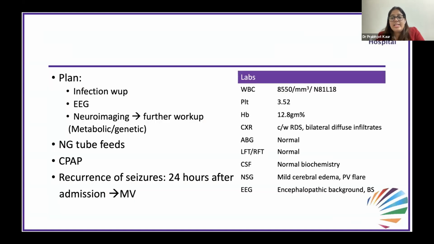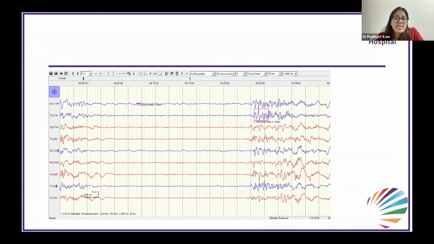The labs at this time showed a normal sepsis screen, normal platelet count and hemogram. Chest X-ray showed RDS with bilateral diffuse infiltrates. ABG was normal, liver and renal functions were normal. CSF was normal. Neurosonogram showed mild cerebral edema, but the EEG had an encephalopathic background. This EEG is for a 36-week baby at day of life 18.